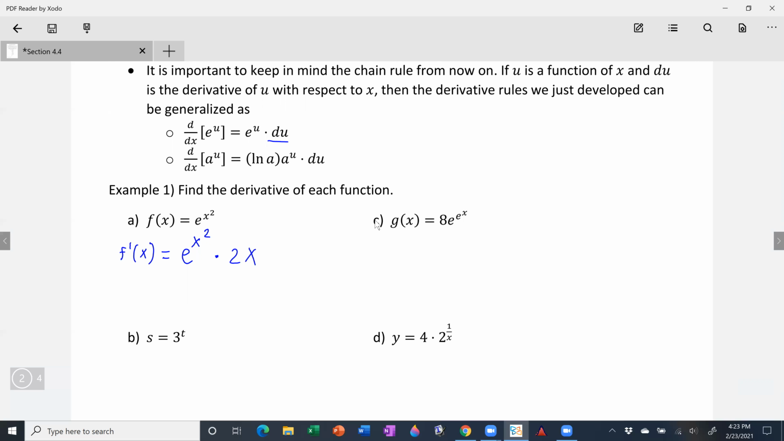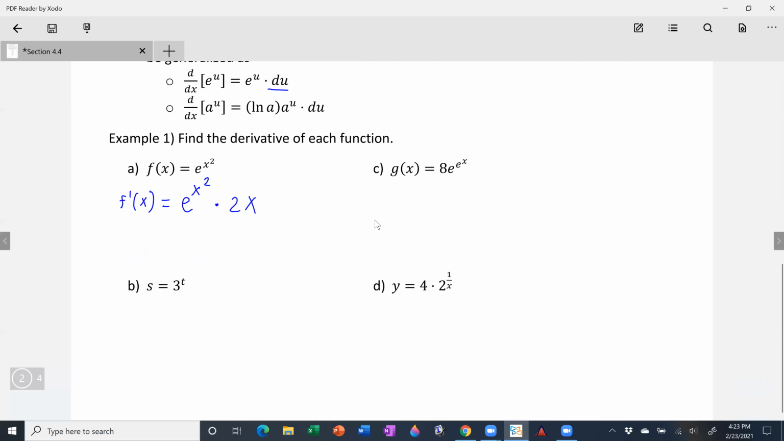Another common mistake that I see is a lot of people will just put e to the x for the first part. But if it's starting with e to more than x, then you have to include all of that stuff that's more than x up there. A lot of times we write the extra stuff in the front like this, which just looks a little bit nicer.